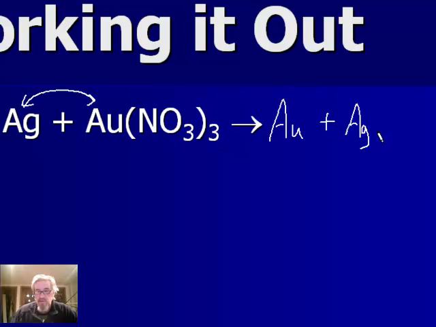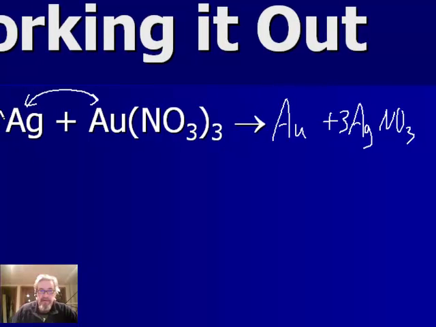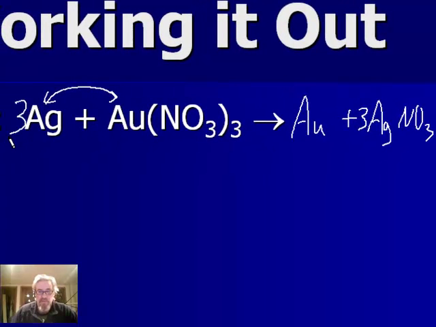Silver is 1 plus, nitrate's 1 minus, so charge swap gives me AgNO3. Now, this isn't balanced. I'd need a 3 in front of the silver to balance the nitrates. And that means I need a 3 here to balance my silver.